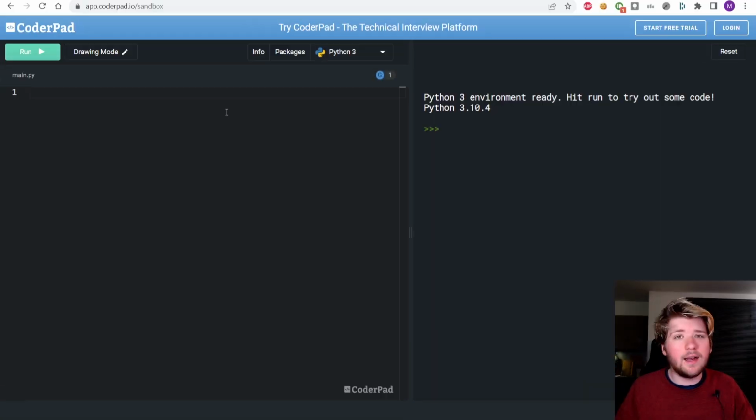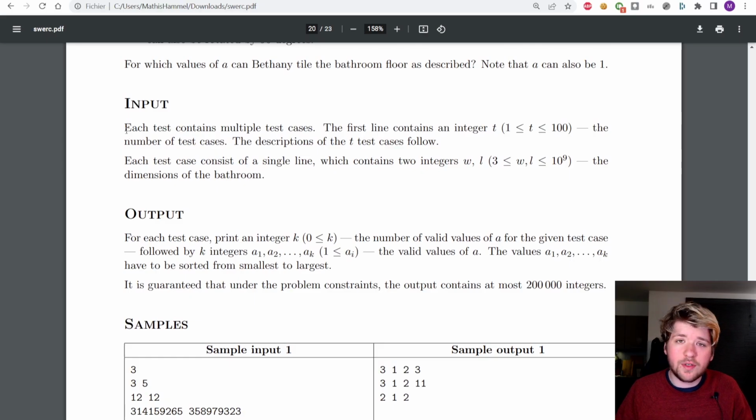I'll use the CoderPad sandbox so I don't have to install anything, and also because it has the default installation of Python 3.10, which is a similar environment to the one of the competition, with no additional packages installed. So again, the input contains multiple test cases. So here we will have the first line containing the number of test cases, and then we will have 2 numbers for each test case given on a line, and those are the W and the H.